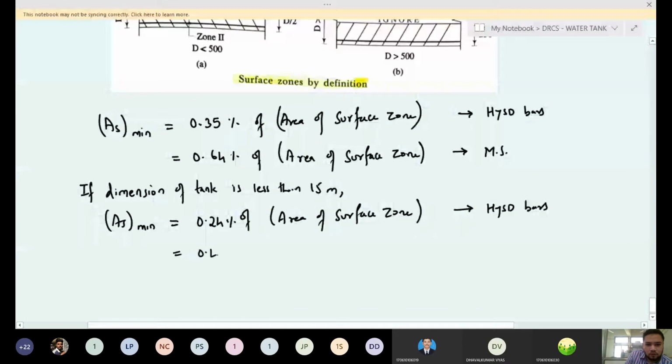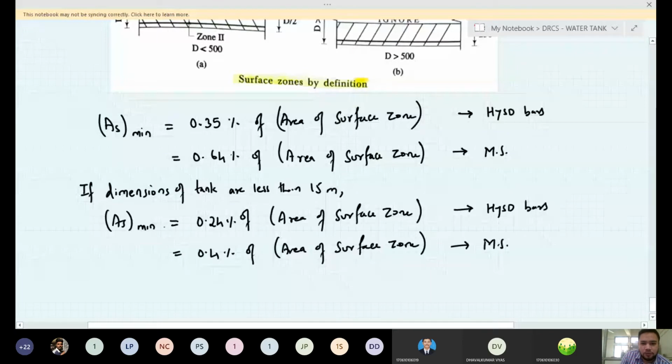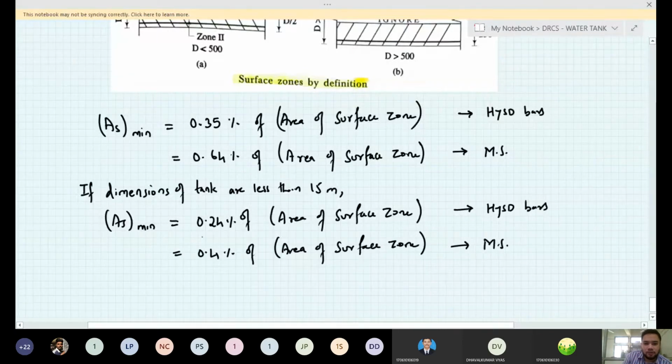or 0.4% of the area of surface zone for mild steel. So in case any of the tank dimensions are less than 15 meter, then you can use these values. Okay, otherwise you have to use the earlier values.